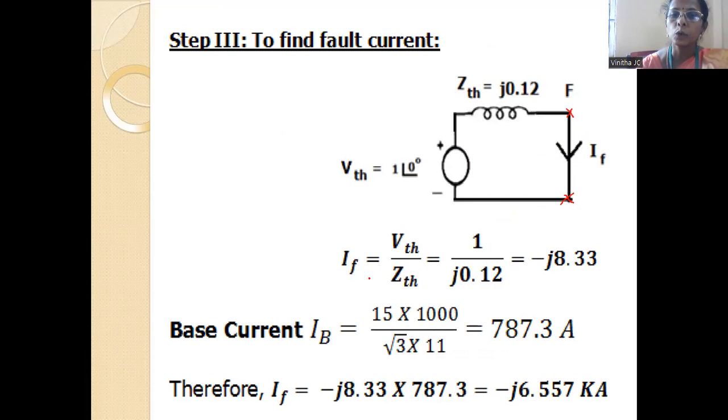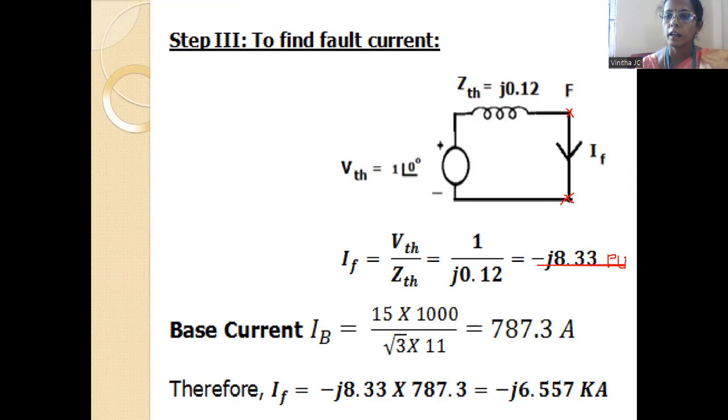And we know the formula IF is equal to VTH divided by ZTH. So what is VTH? It is 1 angle 0 degrees. And ZTH, we have just calculated, its value is J0.12. So 1 divided by 0.12 is 8.33. If you take this J from the denominator to the numerator, it becomes minus J. So the answer is minus J8.33 per unit.